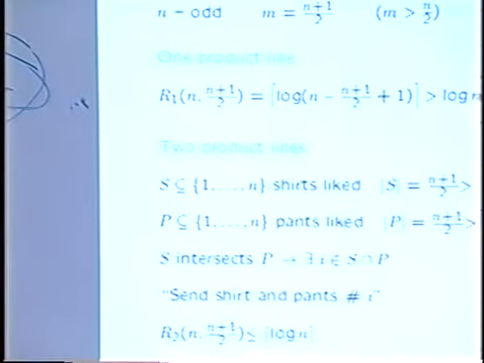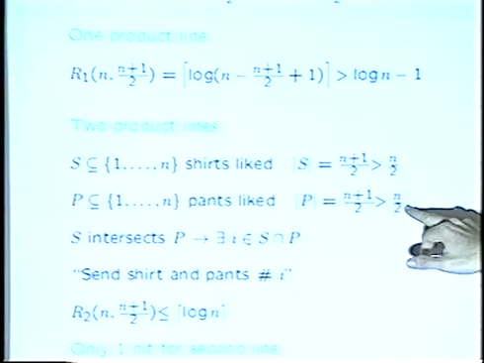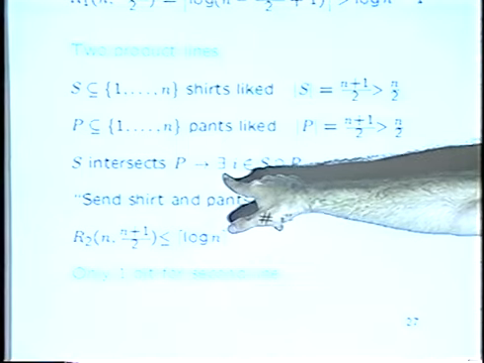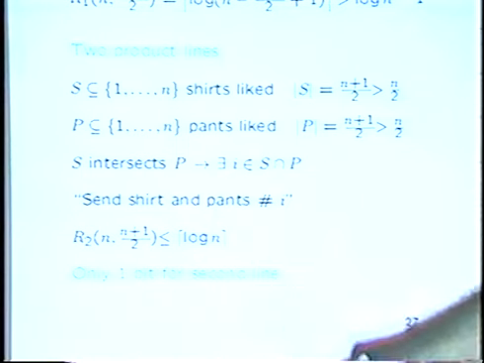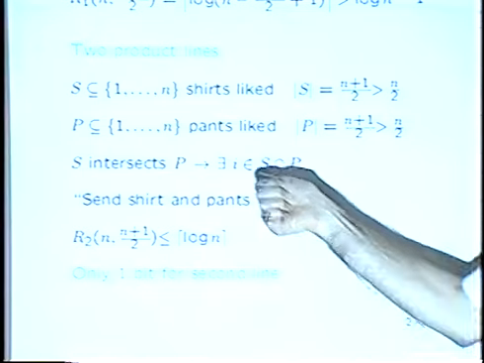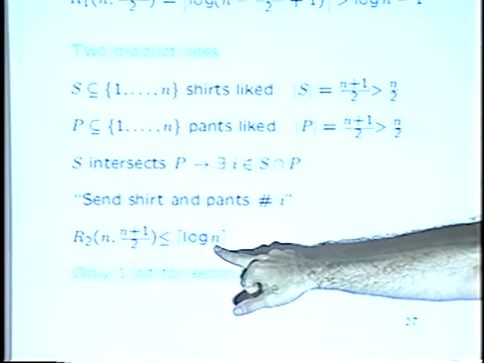So the set of shirts that you like has cardinality bigger than n over 2. The set of pants that you like has cardinality bigger than n over 2. They must intersect. There must be an index of both shirts and pants there, okay? So what I can tell you then is just send me shirt and pants number i. So I give you this one index, number 7, and say send me shirt and pants number 7, and you send me the same. And I only describe one number. So the number of bits I needed was less than log n.